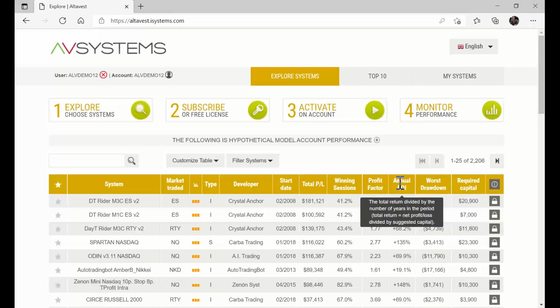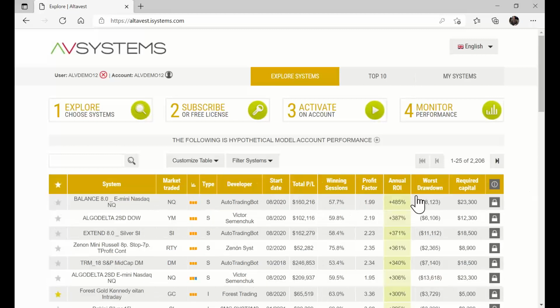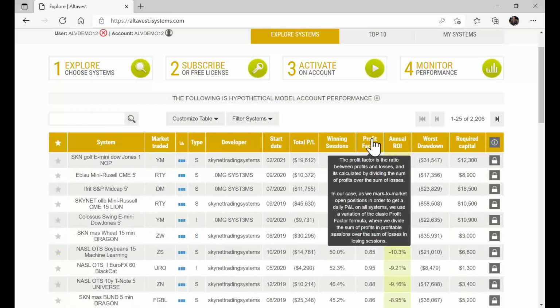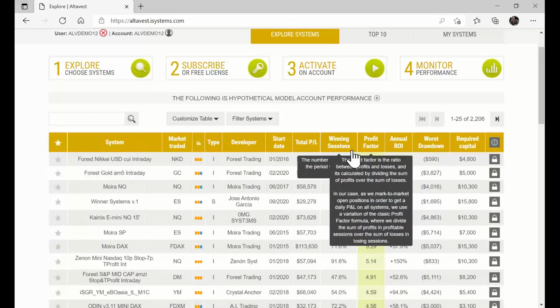For example, annualized return on investment. You can go ascending or descending order just by clicking on the headline there. So you see the top performing systems have some huge numbers, 485% returns. But keep in mind, folks, big returns like that, probably not sustainable. Probably also means there's large drawdowns, a large amount of risk as well. But I just want to show you can filter for ascending or descending.